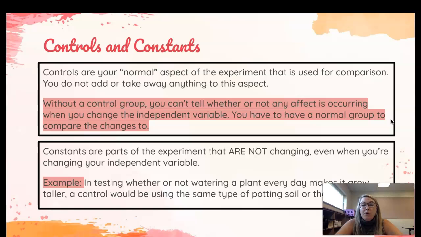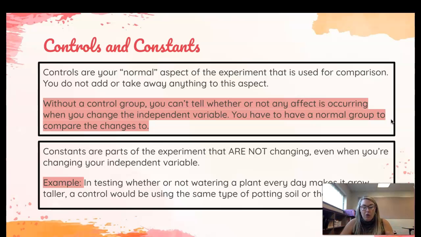This group is what you're not adding anything to or taking anything away from. In a normal experiment where you're trying to test your hypothesis, you're going to be adding different things or taking certain things away to see its effect or its impact. But your control group is the one part of your experiment where you're not doing anything. You have to have a normal group to compare the changes to.